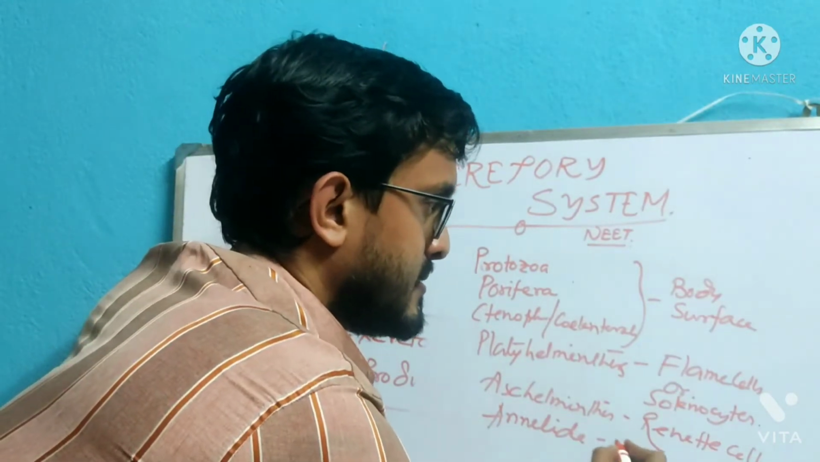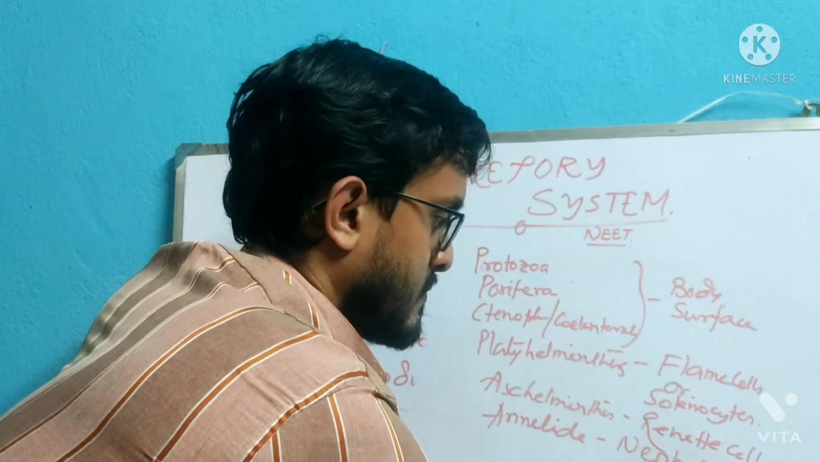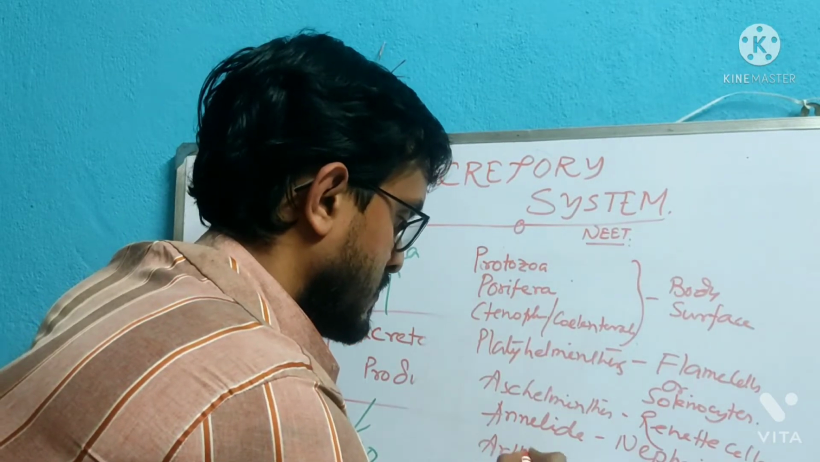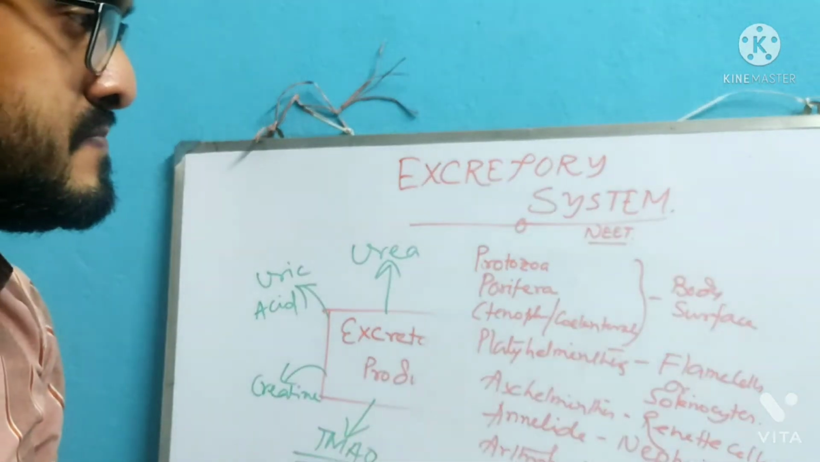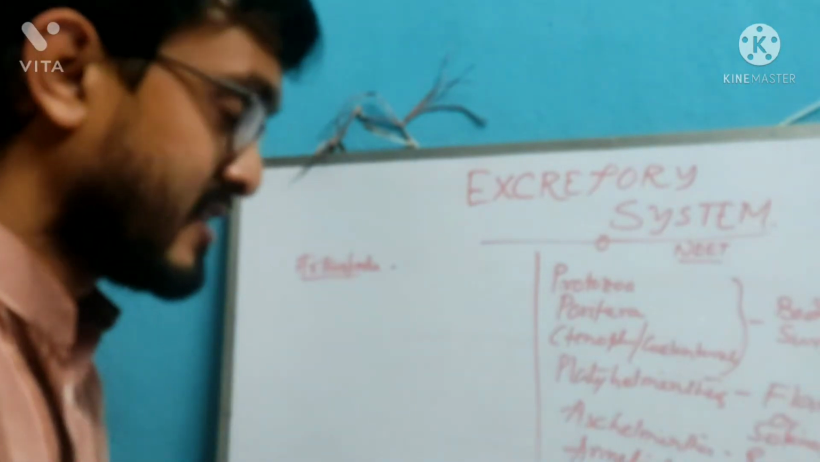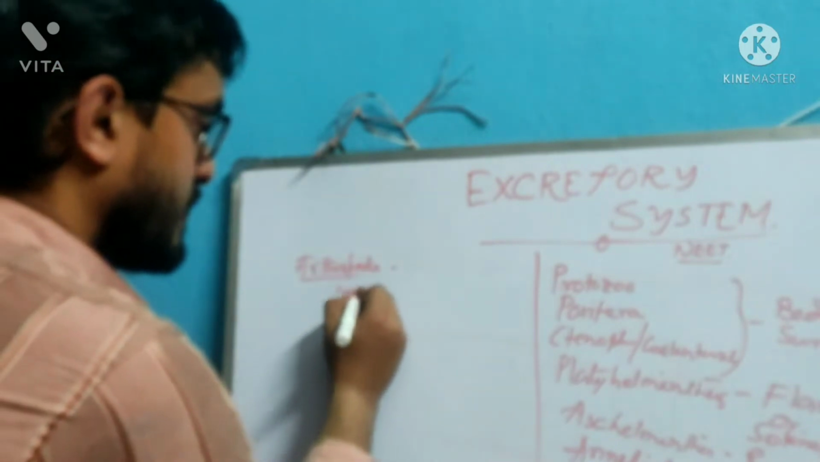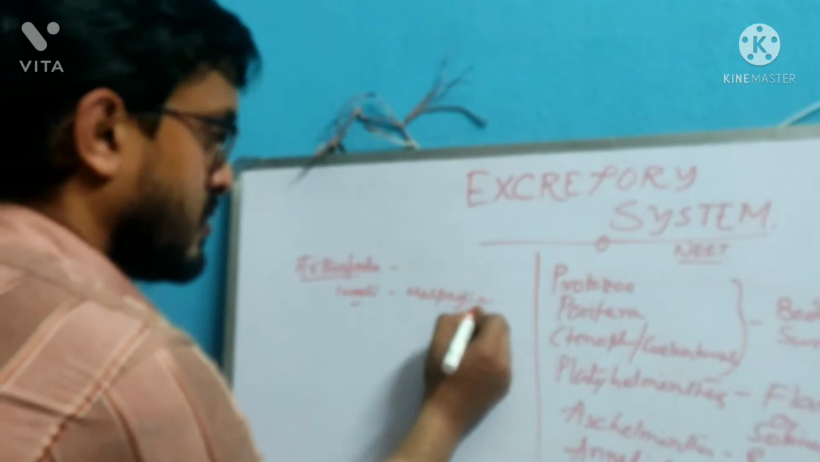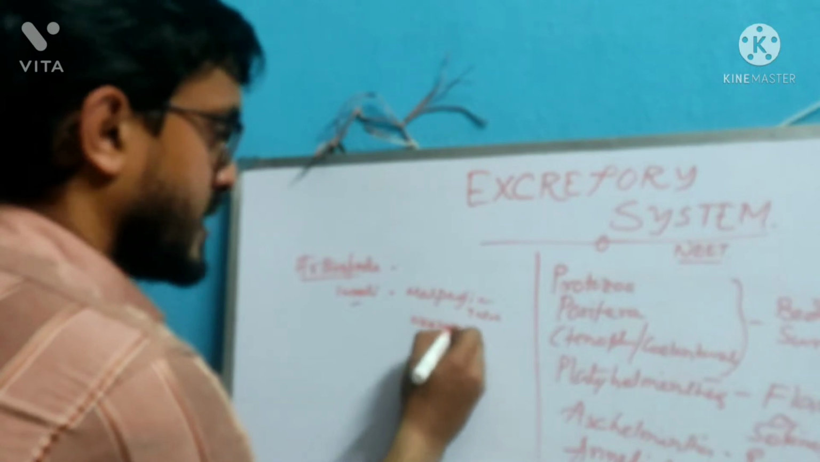In Annelida, it is nephridia. In the case of Arthropoda, they have different types of excretory organs. In the case of insecta, they have Malpighian tubules and nephrocytes.